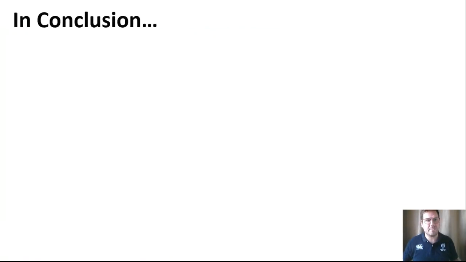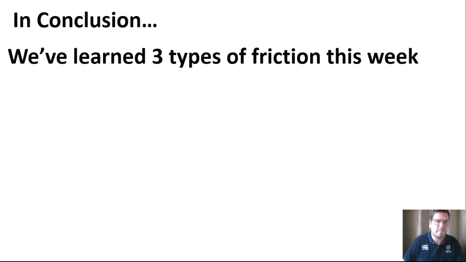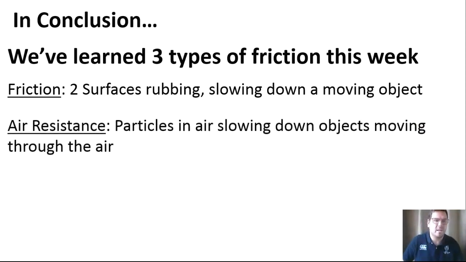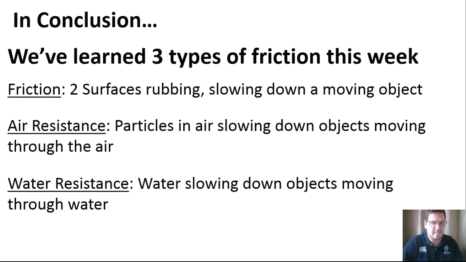All right, that's it for our lesson today. In conclusion, we've learned 3 types of friction this week. Okay, there is just the standard friction with 2 surfaces rubbing, slowing down a moving object. That's one object moving across another one. We had air resistance. That's particles in the air slowing down objects moving through the air. So parachutes, baseball being hit, cars driving down the road. And today we looked at water resistance. So water slowing down objects moving through water. Just think of you trying to run through the school pool. It takes a lot of effort. You're exhausted after that, right?